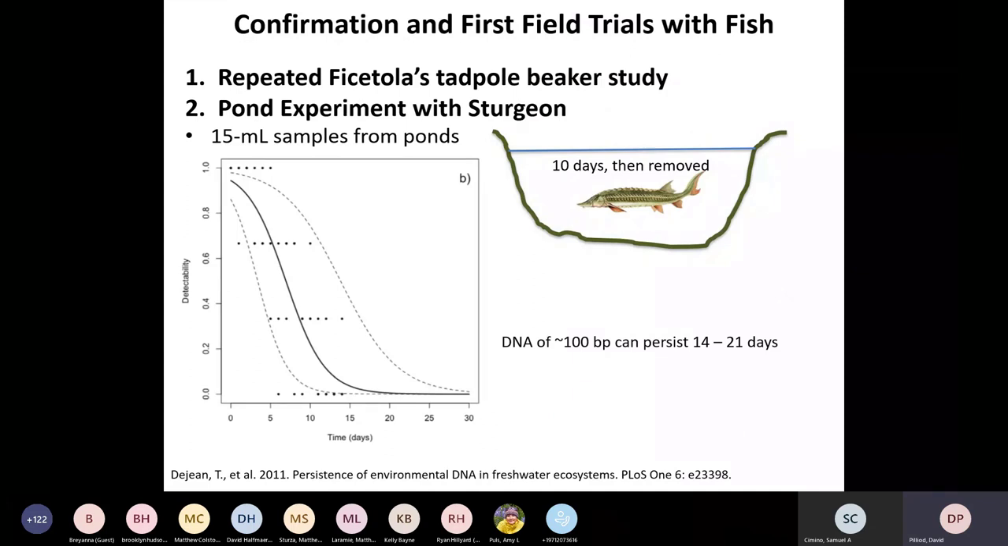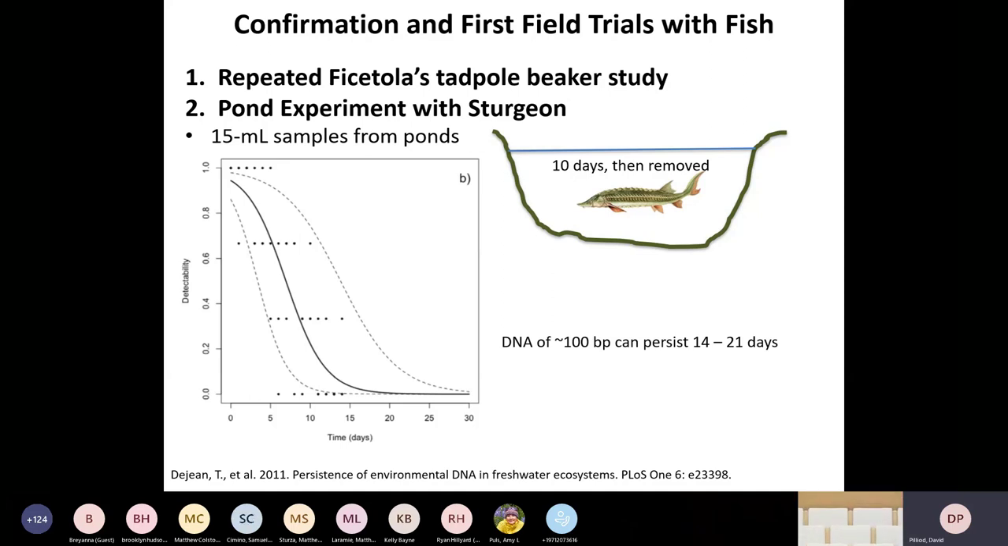Well, as good scientists do, we needed to repeat Fisichella's beaker study. So another group of French scientists led by Tony DeGene went out at that task and was able to reproduce Fisichella's results, and then took it a step further, started asking questions about persistence of the DNA. How long would it stay in the environment?